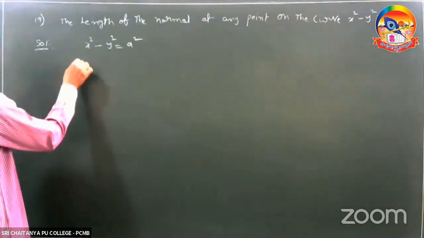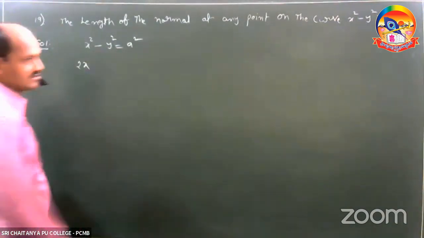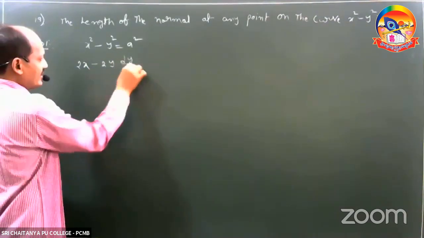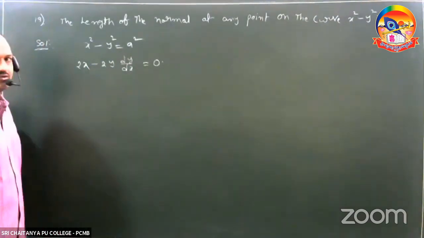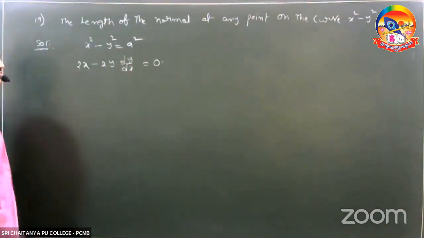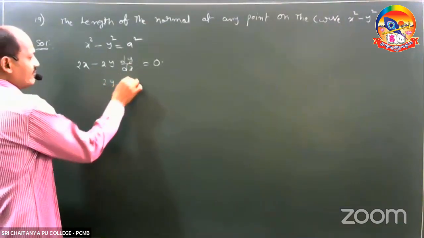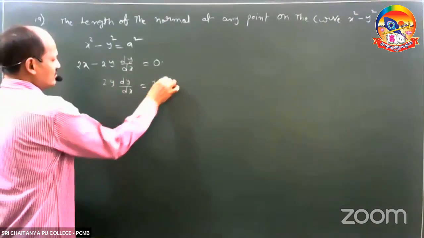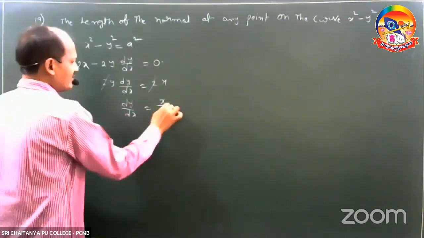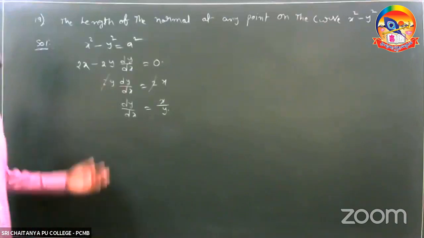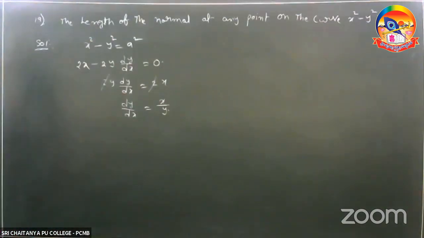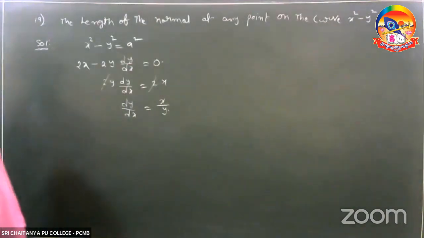So derivative of x square is 2x. Derivative of y square is 2y dy by dx, is equal to derivative of a square, a constant, that is equal to 0. So 2y dy by dx is equal to 2x. dy by dx is equal to x divided by y. It is the slope of the tangent. But we have to find the length of the normal at any point on the curve.